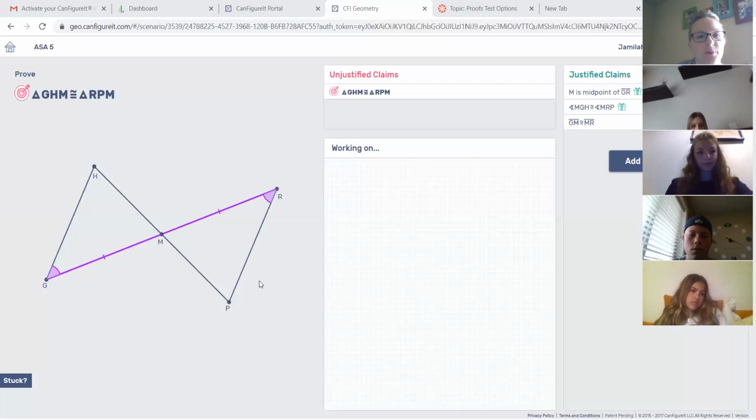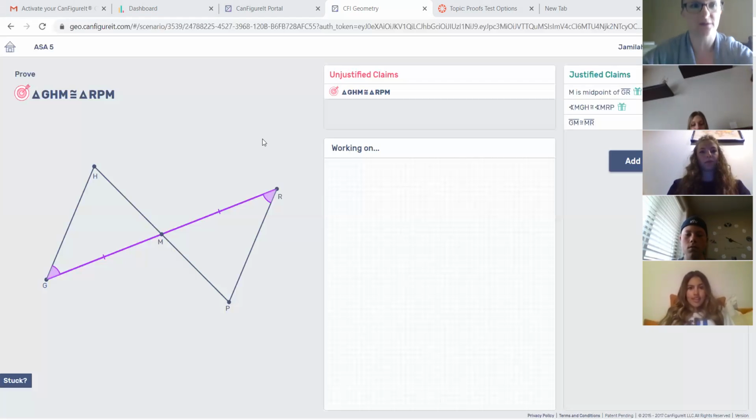We learned about a special pair of angles that happens when two lines cross like this. What are they called? Why do you guys make me wait so long? Vertical, yes. Vertical angles. Do we have any vertical angles in this picture?